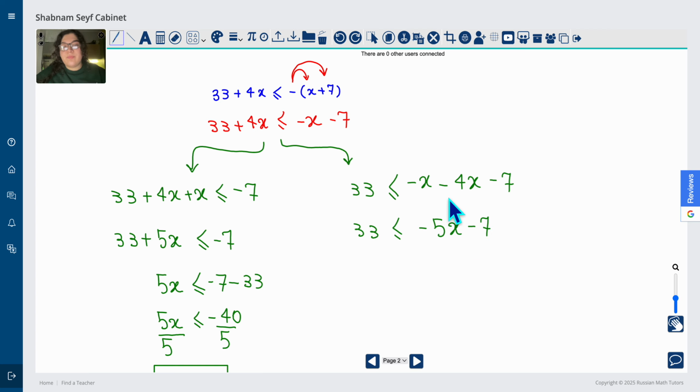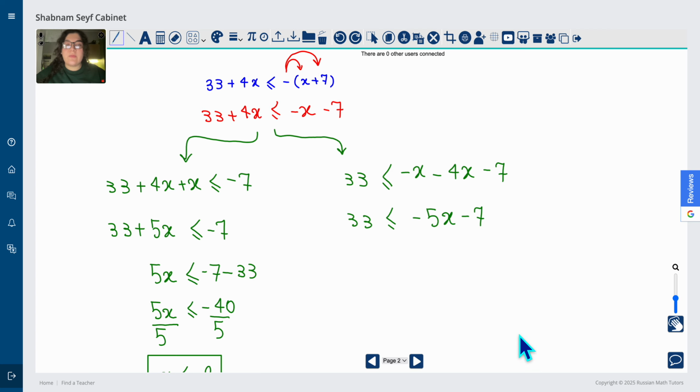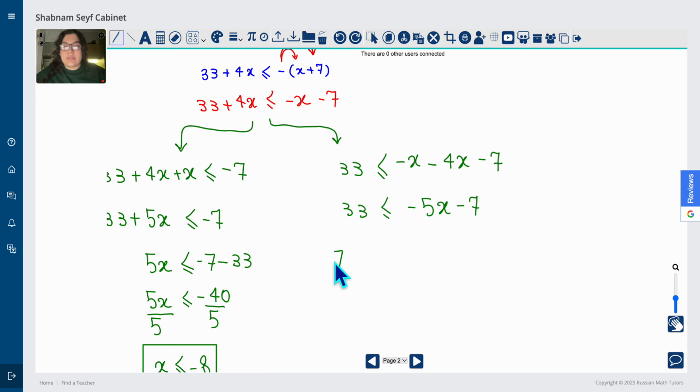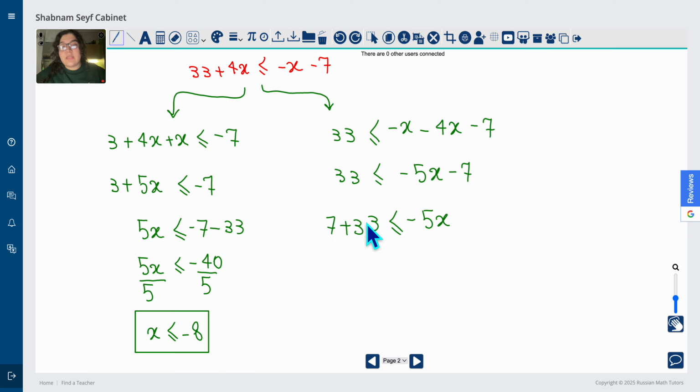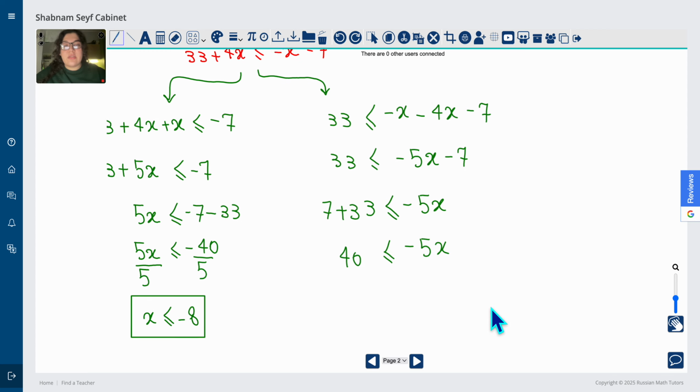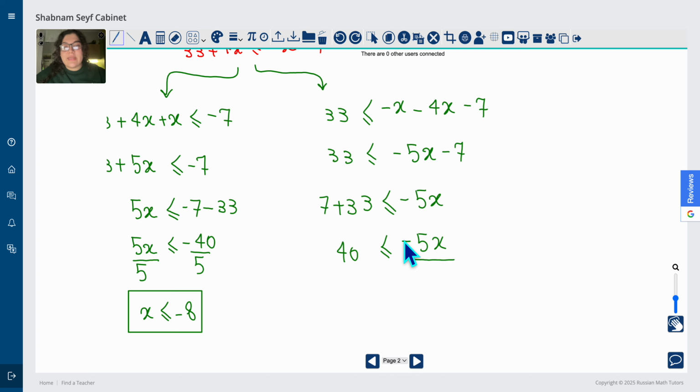Let's isolate the x. The first thing that needs to be removed is the negative 7. So let's add positive 7 to both sides, or in other words, let's move this negative 7 from the right-hand side to the left-hand side, making it positive. So 7 plus 33 is smaller than or equal to negative 5x. In other words, 40 is smaller than or equal to negative 5x. The next thing I need to do is to go ahead and remove the negative 5.